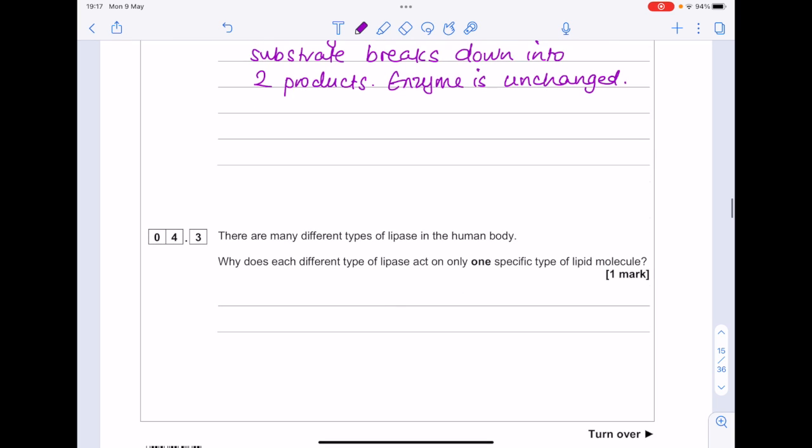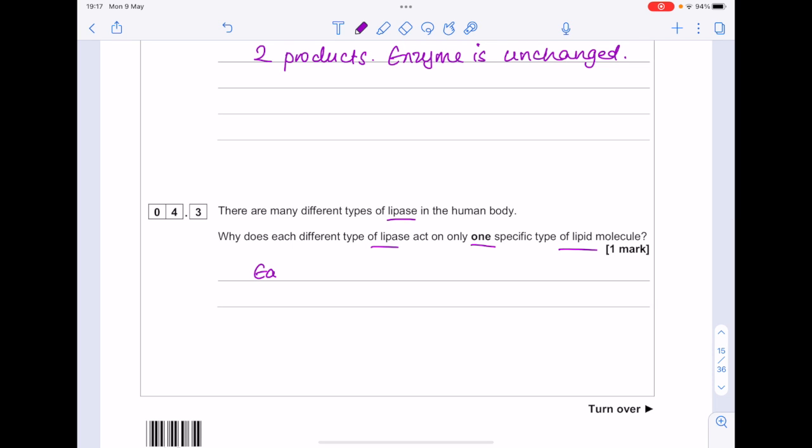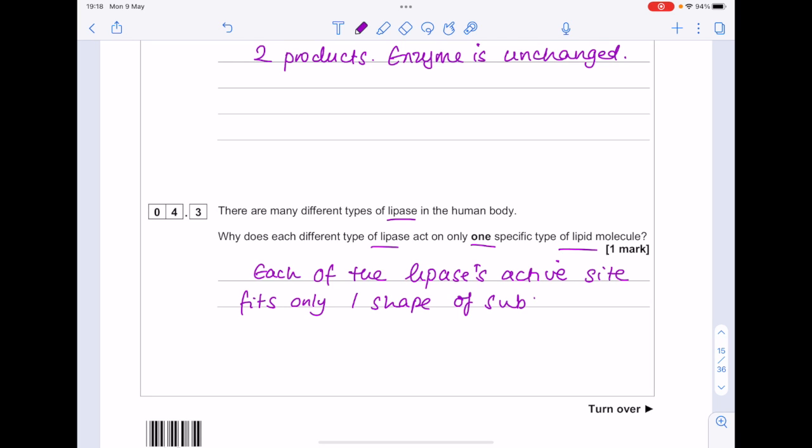There are many different types of lipases in the human body. Why does each different type of lipase only act on one specific type of lipid molecule? I've kind of already talked about that actually. It's because each of the enzyme or lipase's active site only fits one shape of substrate or lipid molecule.